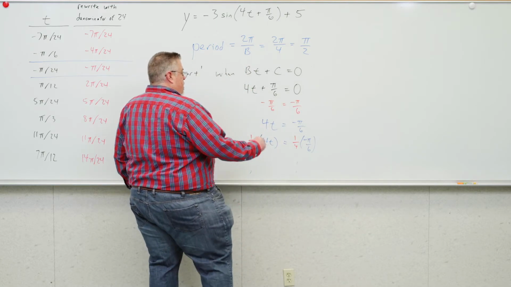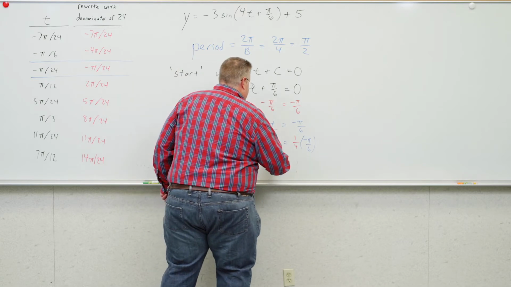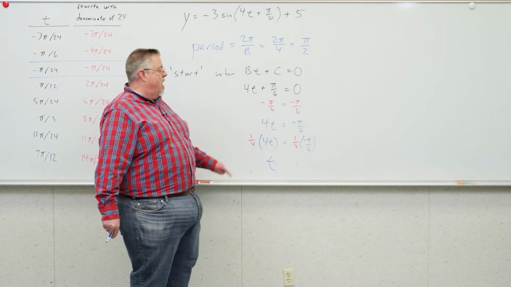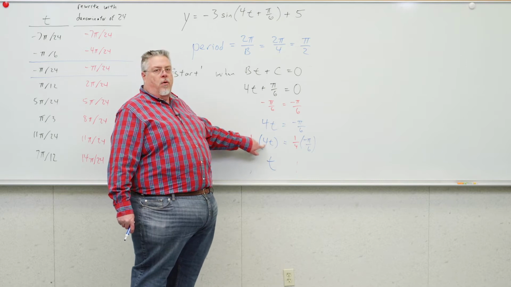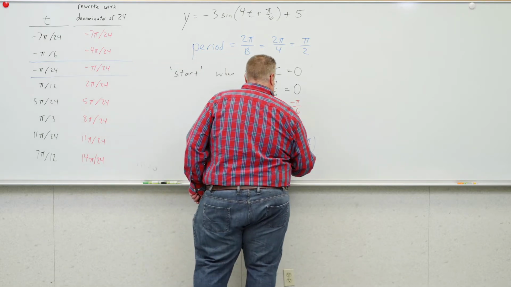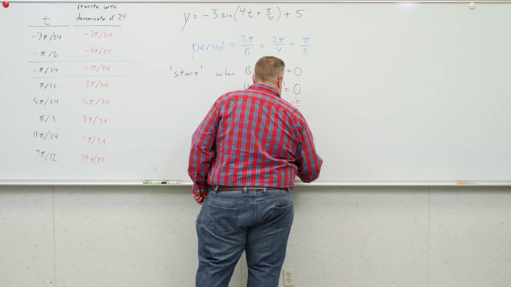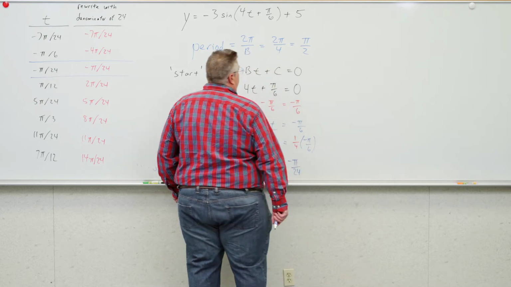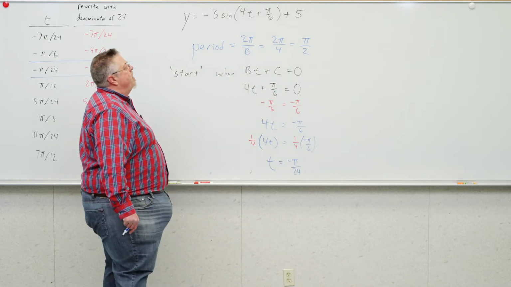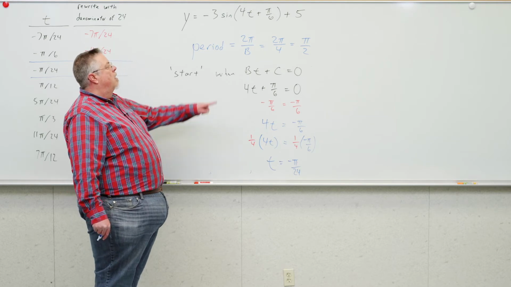Okay, so 1/4 times 4 makes 1. This makes t. That's no accident. I chose this to call that 4 and make that a nice t. Meanwhile, negative pi over 24. That's my starting point. Negative pi over 24.